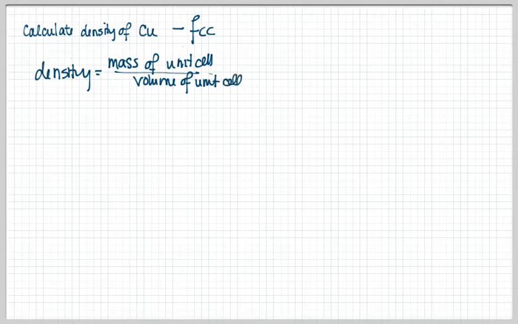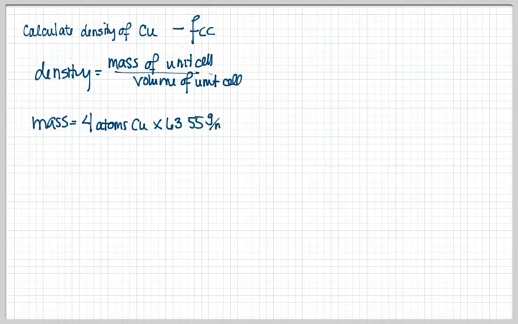Okay, so to find the mass of the unit cell, we know that in a face-centered cubic lattice there are 4 atoms of copper inside the unit cell. We know that the mass of a mole of copper is 63.55 grams per mole. That's just the atomic weight of copper. And so we know that there's 4 atoms, but here we have grams per mole. So we need to figure out what is the mass of just 4 atoms of copper.